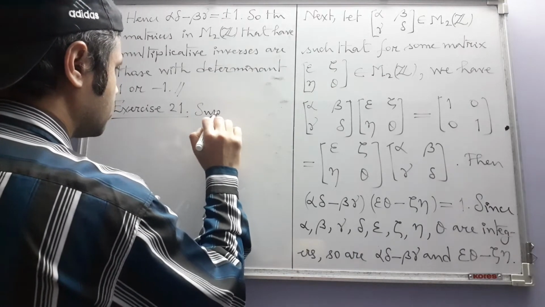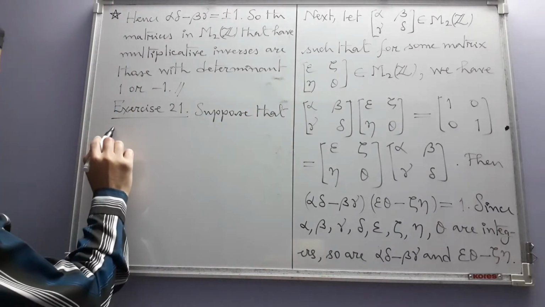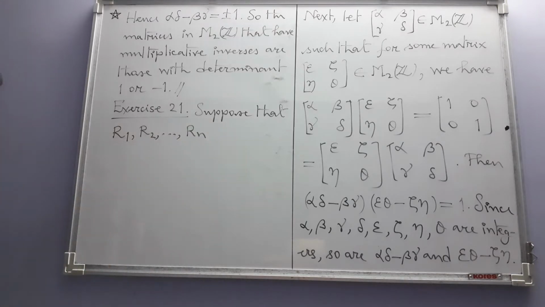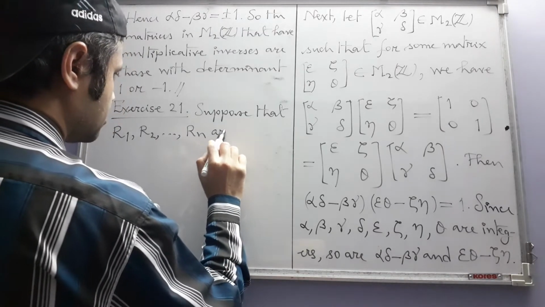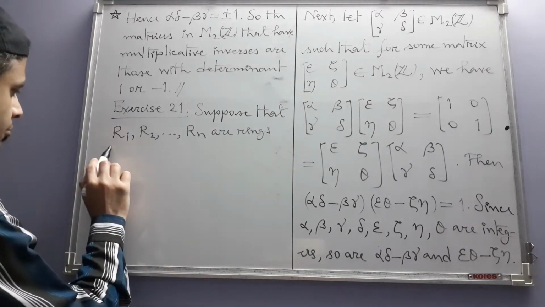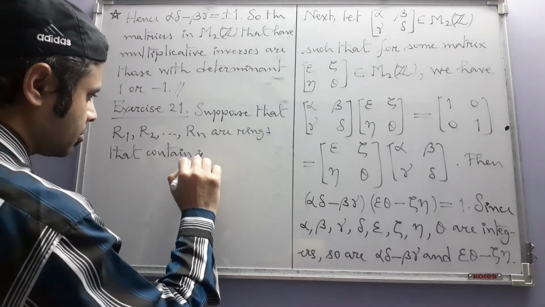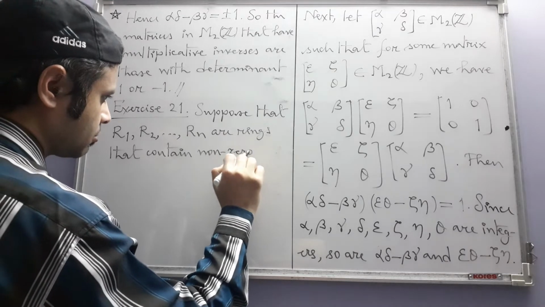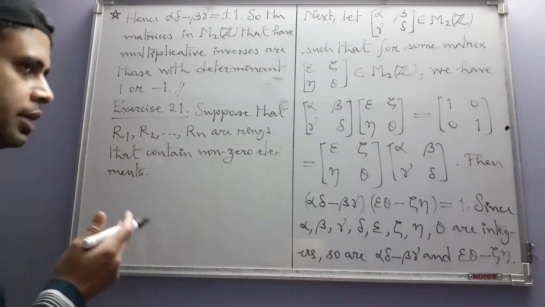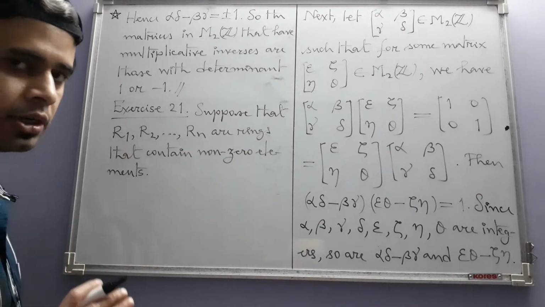Suppose that a number of rings are given, R1, R2, etc., Rn. These are rings that contain non-zero elements. That means each one of these rings has some non-zero element in it. None of them is the zero ring.